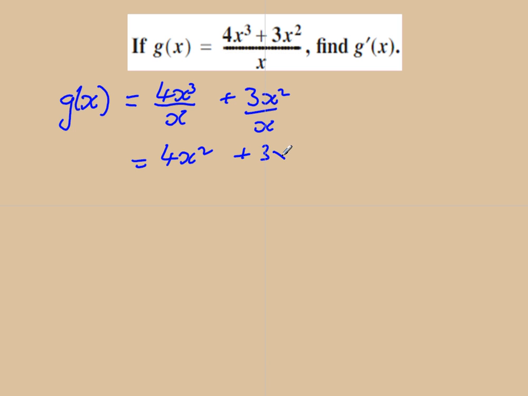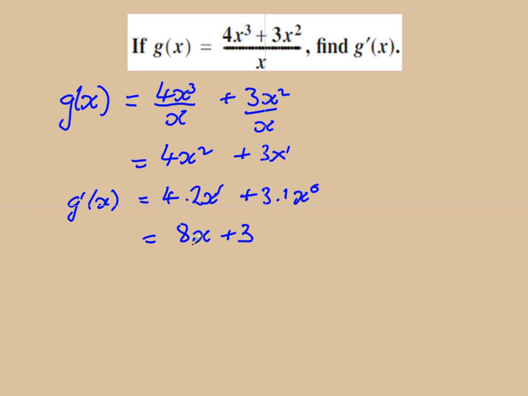plus 3x. So now we can find the derivative, so g dash of x is going to equal 4 times 2x to the power of 1 plus 3 times, now that's the same as x to the 1, so it's 1 times x to the power of 0, which therefore gives us 8x plus 3.